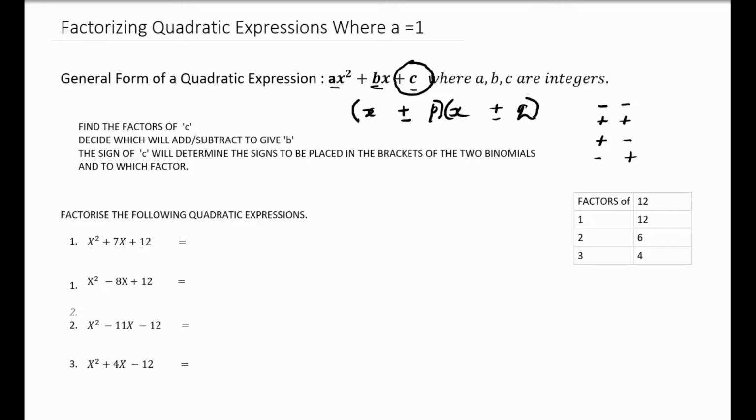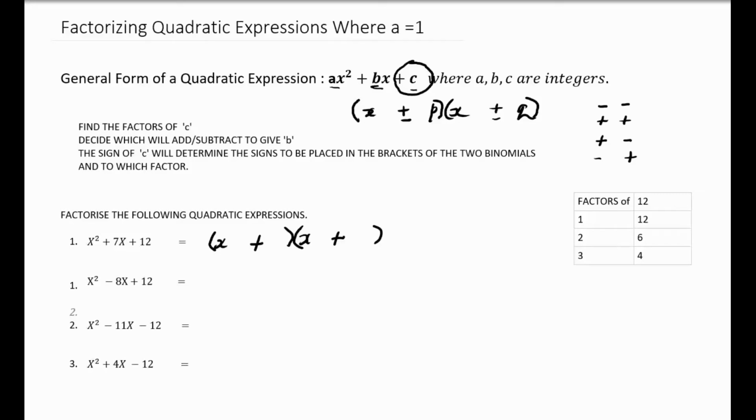Now we're going to look at the first example here. We are asked to factorize that expression, where in this case b is 7 and c is 12. So first note, we know that c is positive, and we also know that b is positive. So we know that both brackets will have positive signs in them. So we can write the brackets like this. Our x must be here and our x must be here, and it must be a positive and a positive.